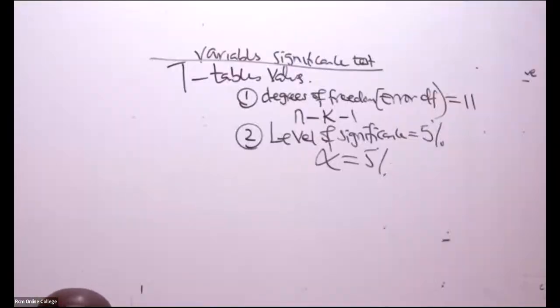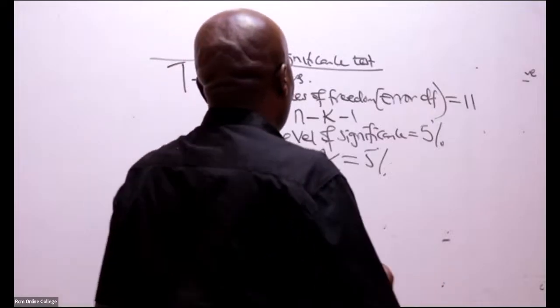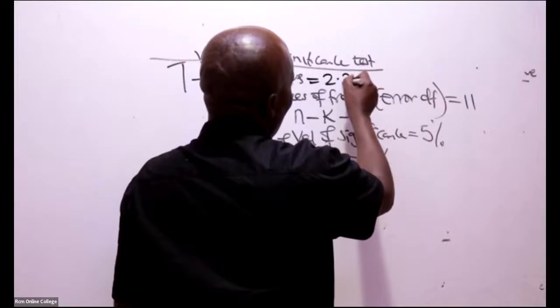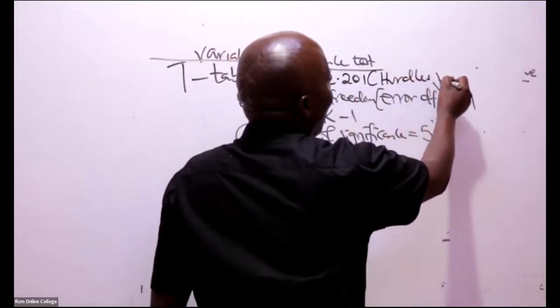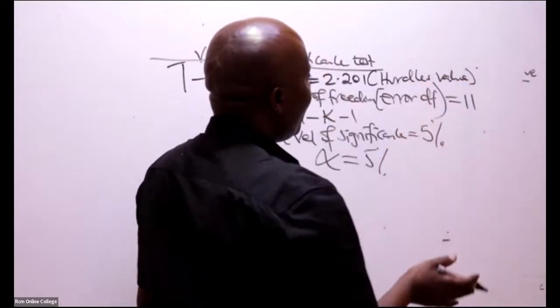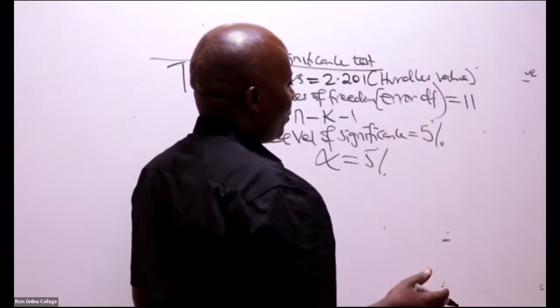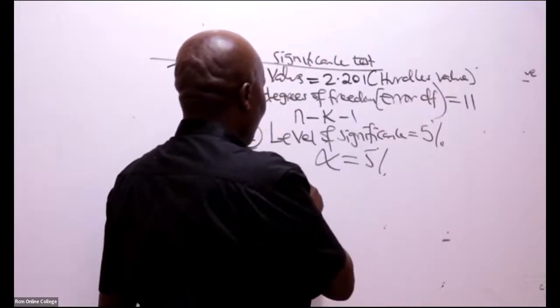So our T critical is 2.201. In this case, this T tables value is 2.201. Remember, this is the hard dose value. If you exceed this, then you are very significant. You are very, very strong. So come and give us your parameters.